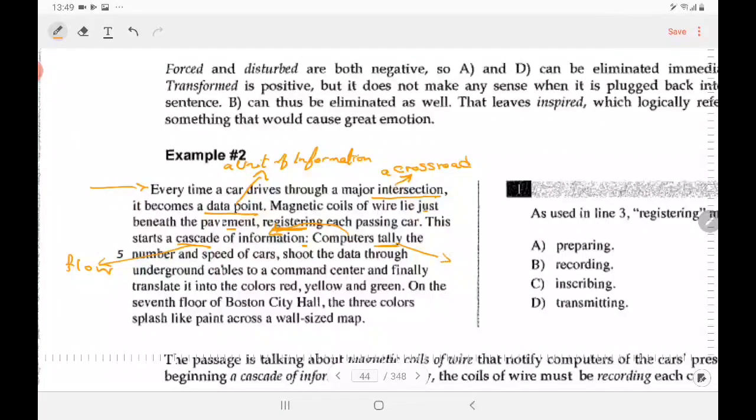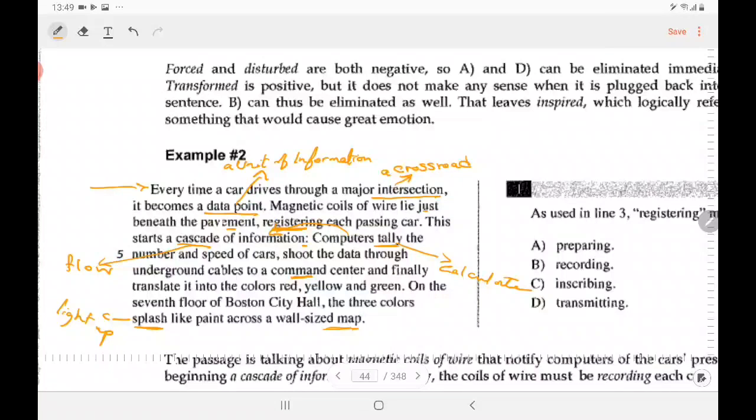Tally, calculate. Okay. So computers calculate the number and speed of cars, shoot the data through underground cables to the command center, the controlling center, and finally translate it into the colors red, yellow, and green. On the 7th floor of Boston City Hall, the three colors splash, like spray or light up, like paint across the wall-sized map, the large map.